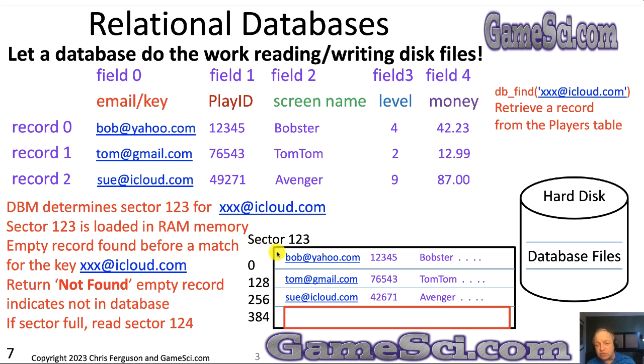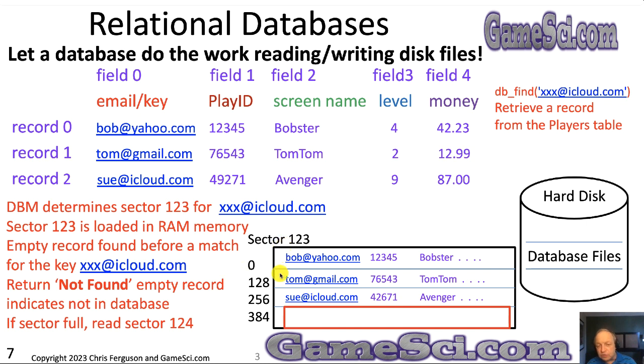Now, it will search the records. It'll look at Bob, it'll look at Tom, it'll look at Sue, and it won't find what it's looking for. It'll finally reach this empty record, and at the point where it reaches that empty record, it decides that xxx at iCloud.com does not exist in our database. It will return a not found empty record, and it indicates that it doesn't exist in our database.